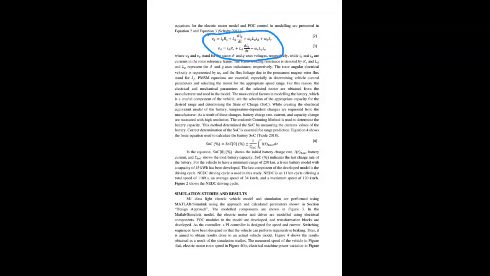Next stage, state of charge of the battery. Here we have one formula. This is called the Coulomb counting method. Okay. You can search Google for Coulomb counting method. What's the Coulomb counting method? The Coulomb counting method is used to determine the battery capacity. It's not a sensitive method, but it is very important as a simple approach.